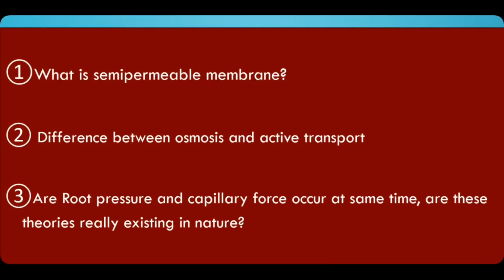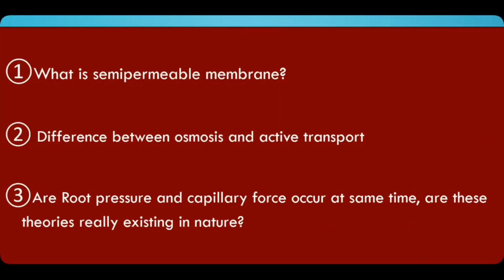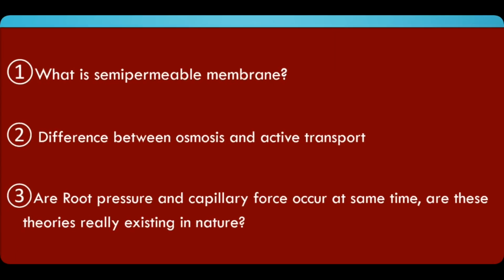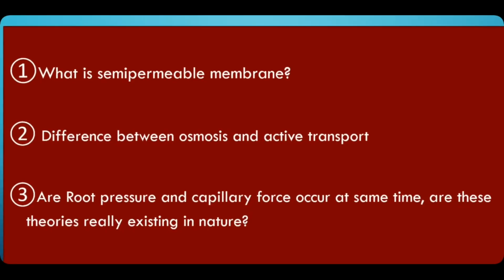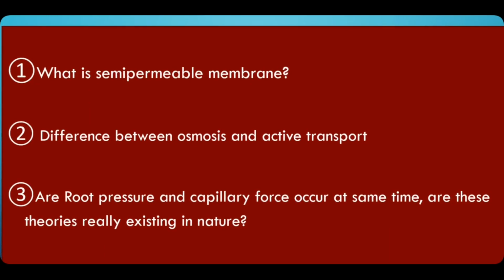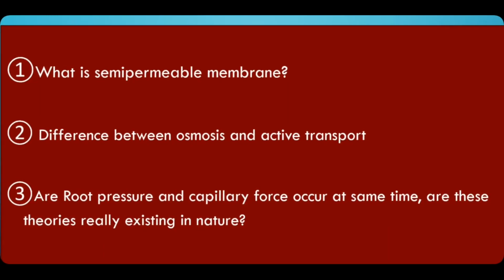About plant cells, the cell wall is permeable in nature. It means it allows substances to enter in. But the cell membrane, which is inner to it, is selectively permeable, or we can say semi-permeable, which allows certain substances to enter into the cell.